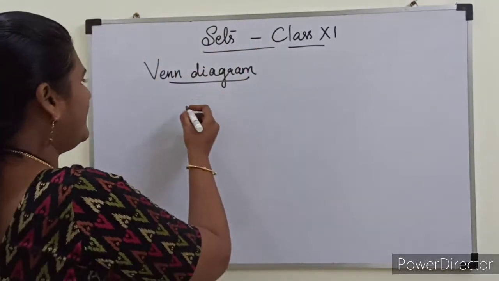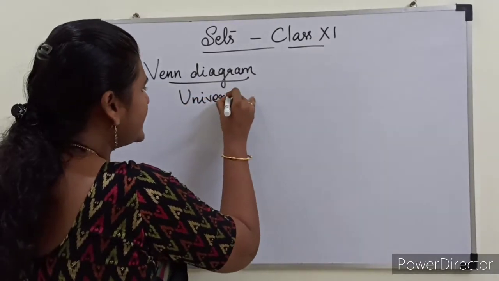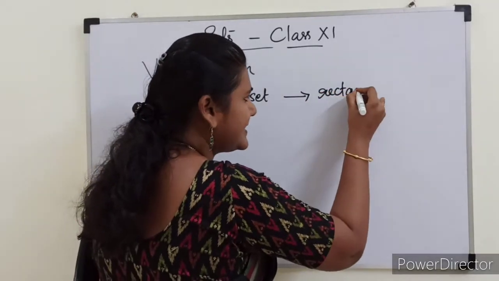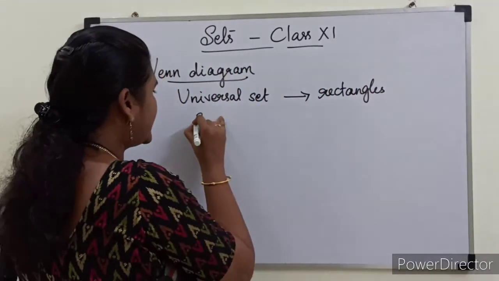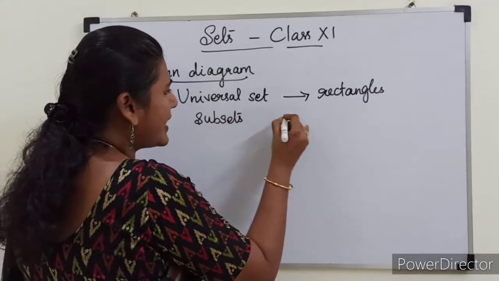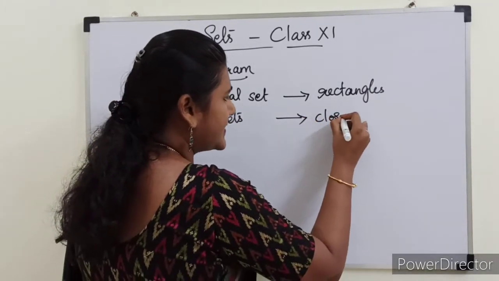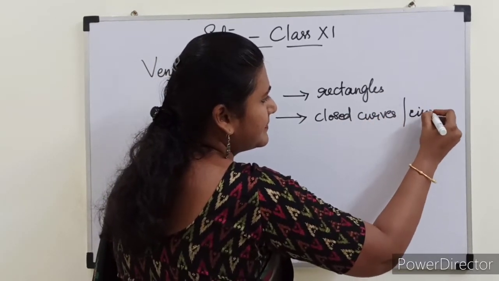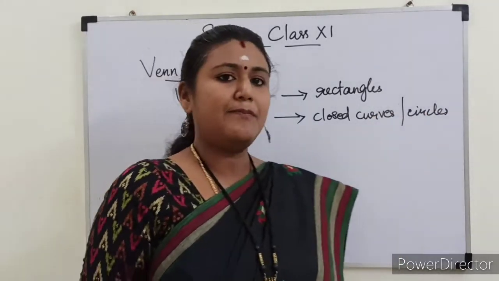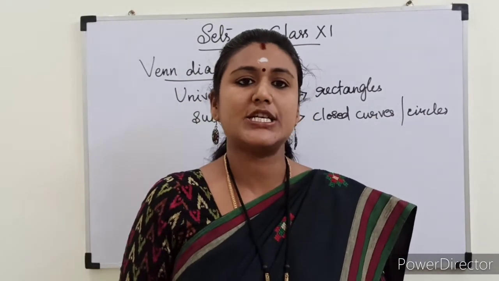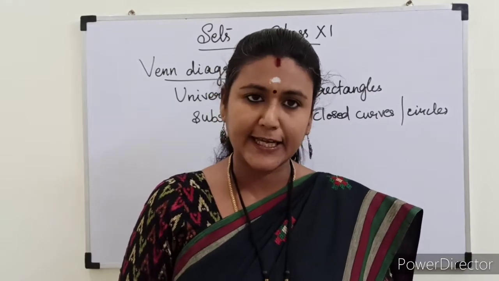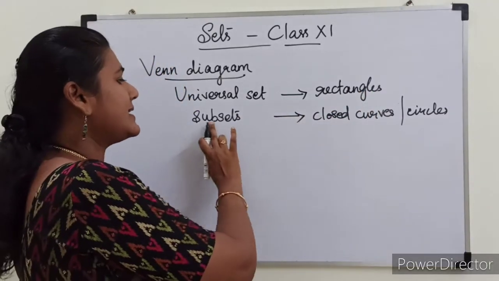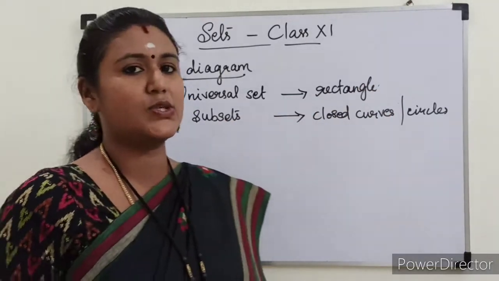So, in a Venn diagram, the universal set is represented as a rectangle and its subsets are represented by closed curves, usually circles. So, a diagram which is used to represent the relationship between the sets is called a Venn diagram. Here in a Venn diagram, the universal set is represented by a rectangle and the subsets are represented by closed curves or circles.